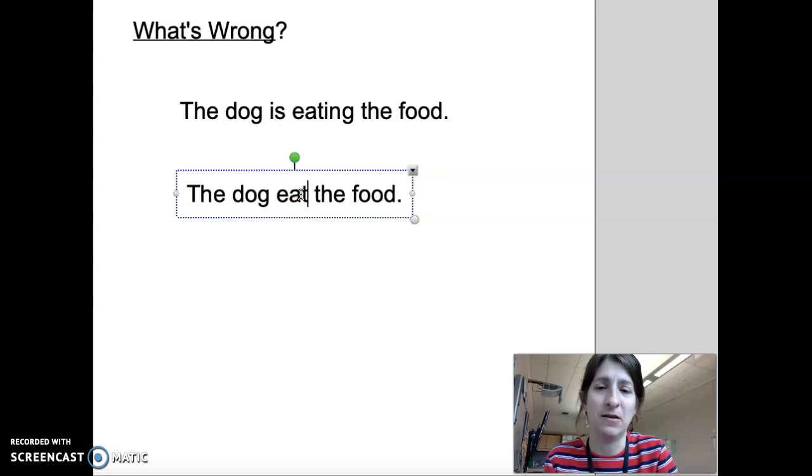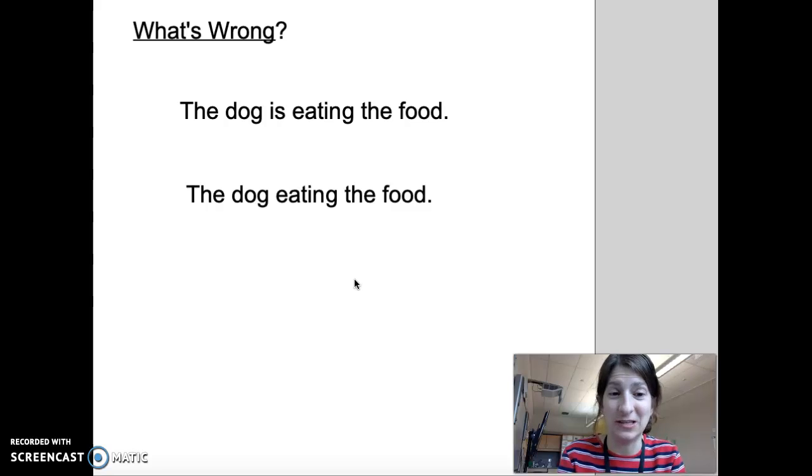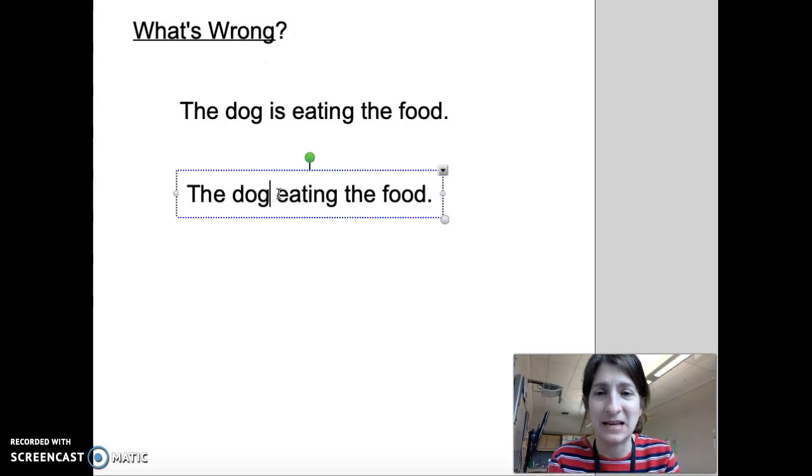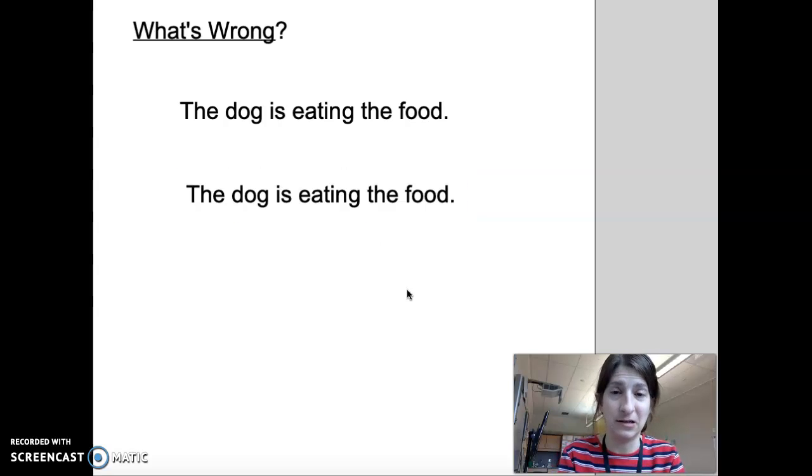Here's another one that people often confuse. Otro que muchos tienen confusión. The dog eating the food. We're missing a word. So, for example, instead of the dog eating the food, the dog is eating the food. Está comiendo. Está comiendo. I need both parts in order for it to make sense.